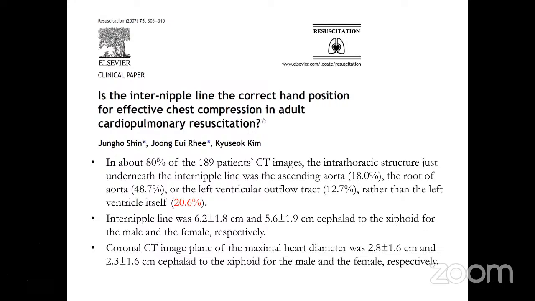And the conclusion was that in this study of 189 patients, in almost 80% of patients, which is a huge number, the intrathoracic structure underneath the internipple line was the ascending aorta, the root of the aorta or the left ventricular outflow tract rather than the left ventricle. So the left ventricle was underneath in just approximately 20% of patients. This means that in almost 3/4 of patients, we were compressing structures which need not be compressed, which was not in tune with good quality chest compression. Because we were not compressing the left ventricle, which leads to the outflow. We were compressing structures which will probably impede the outflow or will not lead to the outflow. So this is an important parameter. And this is a population or demography which is more comparable to our Indian population.